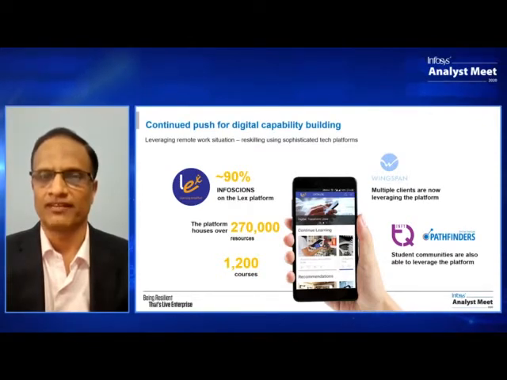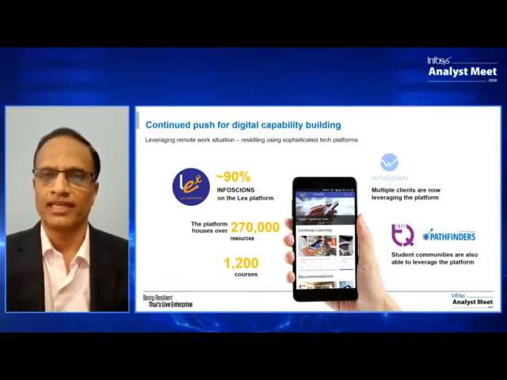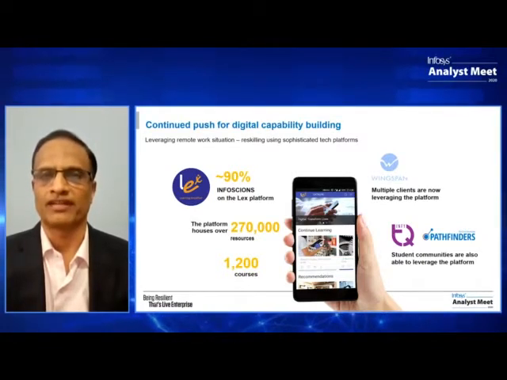Our investment in digital first, cloud native, anytime, anywhere learning platform Lex has paid huge dividends. Over 90% of Infosians use Lex. The platform houses over 1,200 structured courses and 270,000 plus artifacts. On any working day, over 19,000 unique learners spend an average 40 minutes on Lex. Our client-facing learning platform Wingspan is being leveraged by over 30 clients.